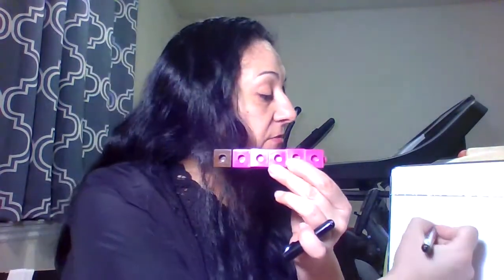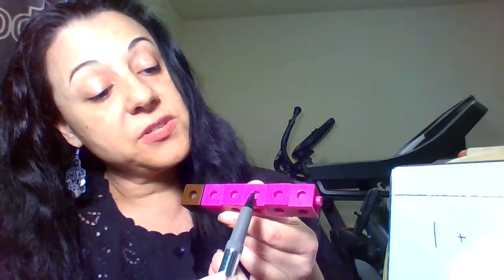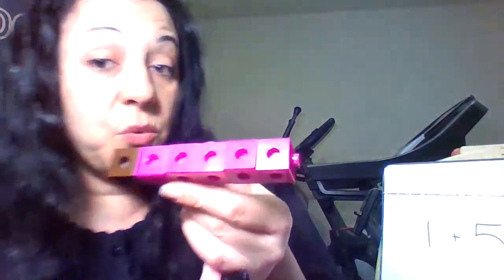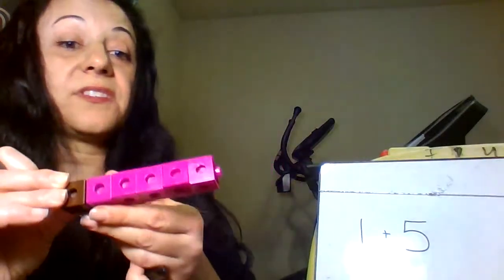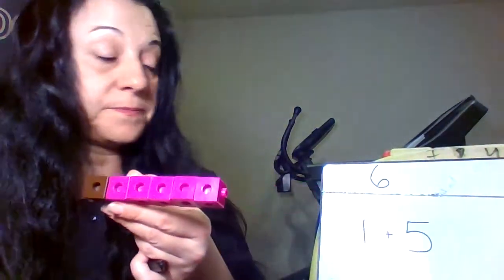Let me write it up here so I don't forget. Plus, I also have the purple ones. How many purple ones do you see there? 1, 2, 3, 4, and 5. That means that the number 1 and 5 will make 6. I still have 6. Okay, so these are ways of making 6.